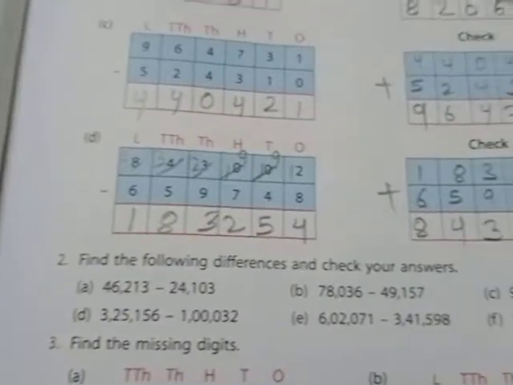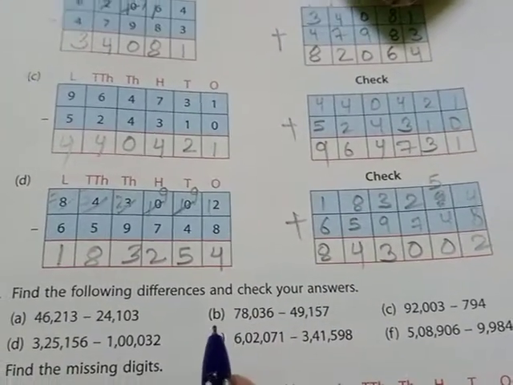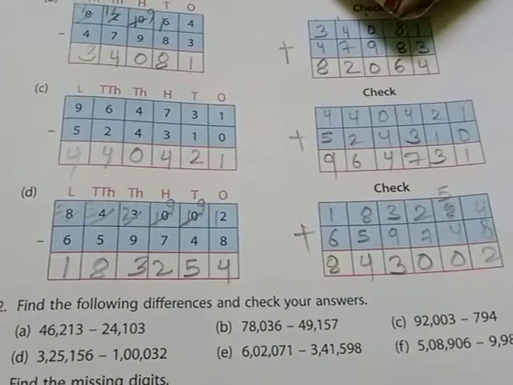So question number 2, A to F is to be done in your classwork fair copy. B and D you will complete on your own.